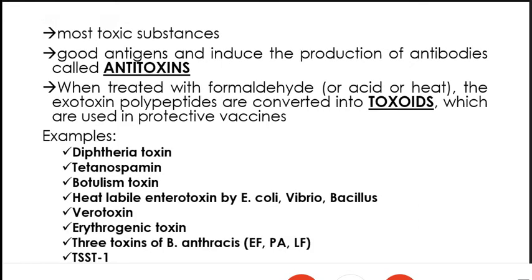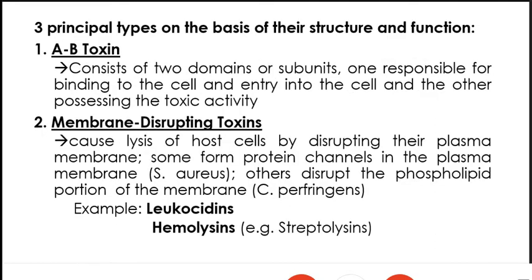Now, your exotoxins are the most toxic substances, and when treated with formaldehyde, the exotoxin polypeptides are converted into toxoids, which are used in protective vaccines. We said earlier what your toxoids are. They are derived from toxins; we remove the poisonous or toxic property. We have different examples like your diphtheria toxin, your botulinum toxin, and all of those. Now, there are three principal types on the basis of their structure.